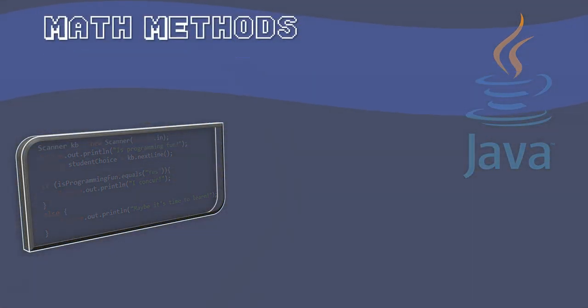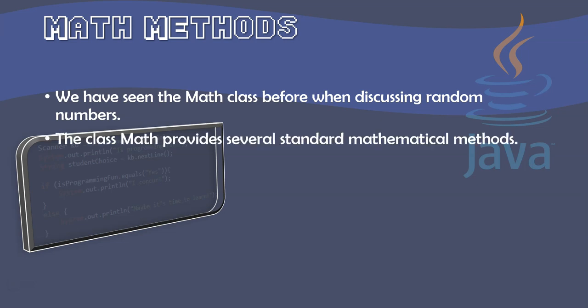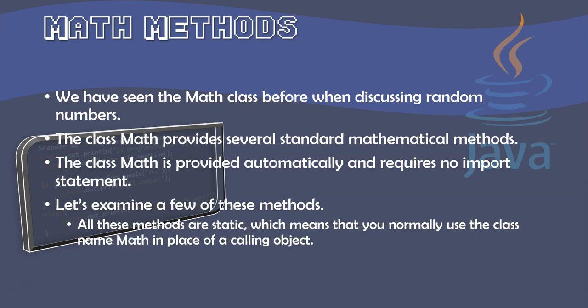So the first thing to talk about is that the Math class has a bunch of methods in it. If you recall, we've seen the Math class already in operation when discussing random numbers. We, of course, use Math.random, and then we could pass in some parameters for that to process. Now, the Math class is not simply limited to random. It also has several standard mathematical methods inside of it. The class Math, as you recall, is provided automatically, so we don't have to use an import statement. So let's examine a few of these methods.